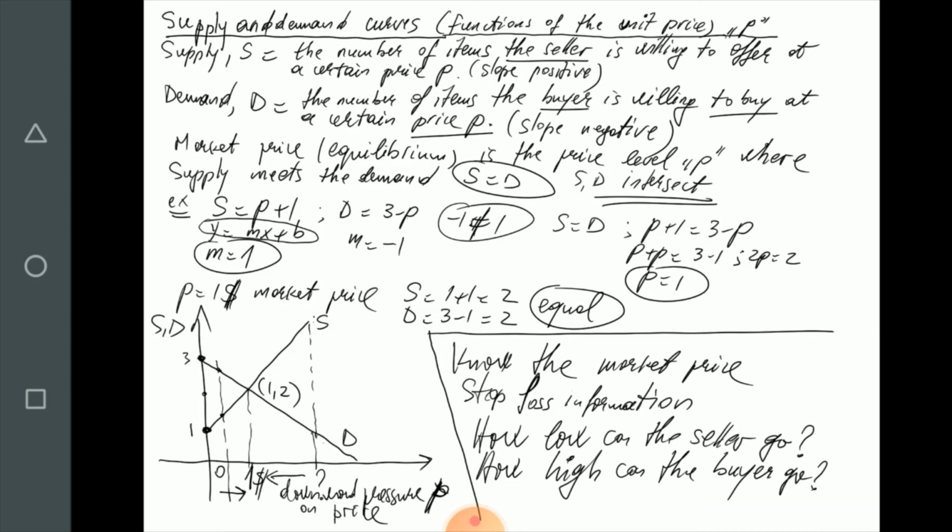Because if we know this information, we can actually have an idea of what the supply and the demand curves look like. Because in this example so far, we started with the supply and the demand curve.